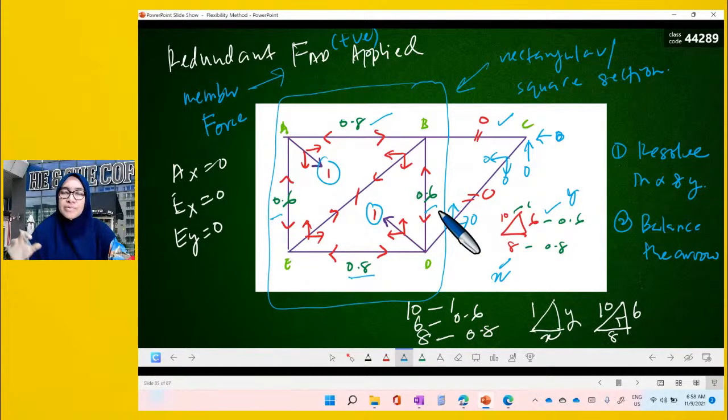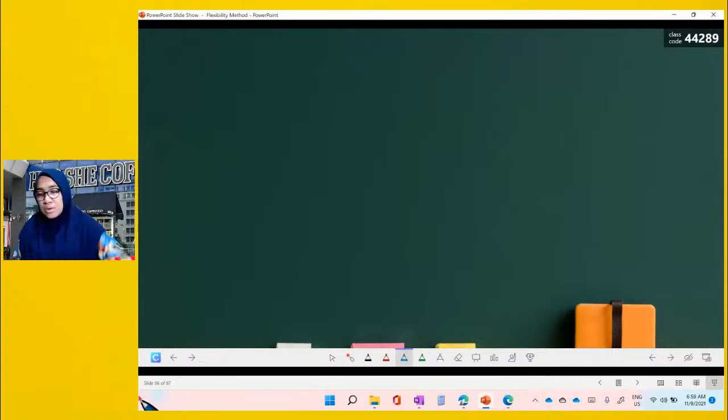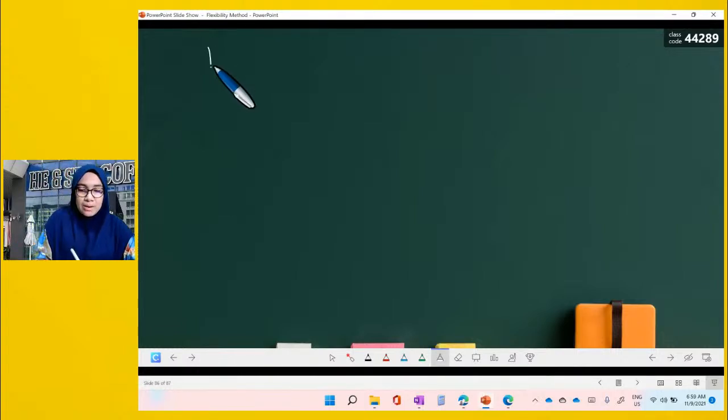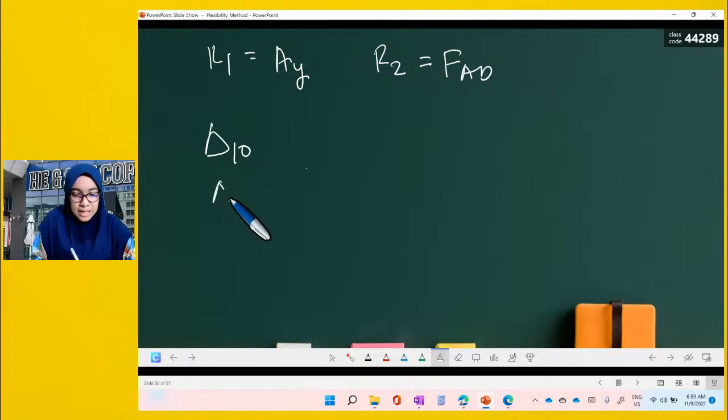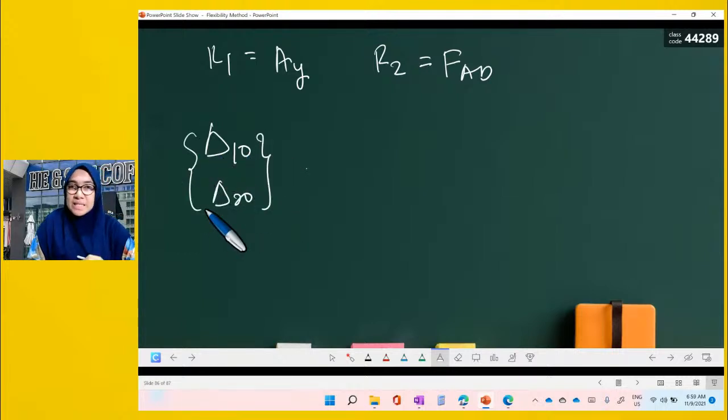So this is the redundant system, where the redundant comes from member force. All of this we need to substitute into the table, because what we want is the summation. So we have R1 equal to AY, and R2 equal to FAD. We have delta 1 naught, delta 2 naught. So this is for the compatibility equation.